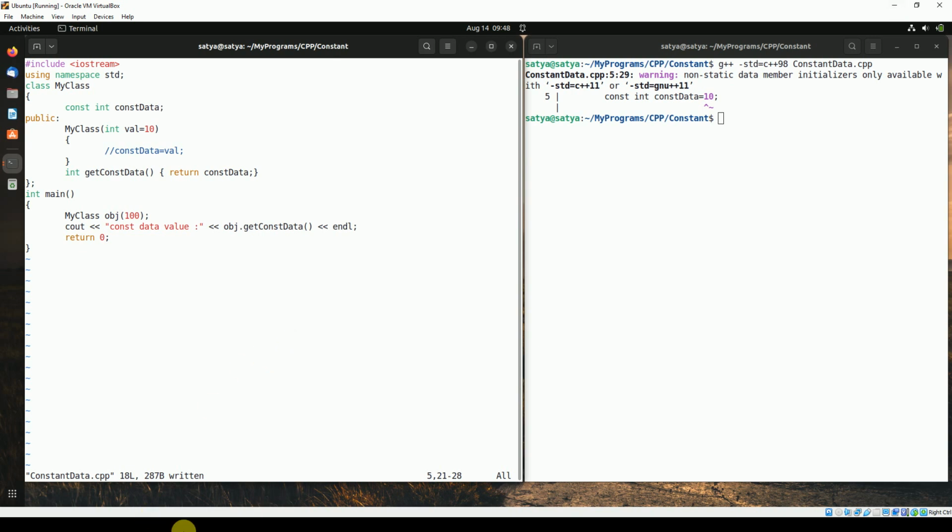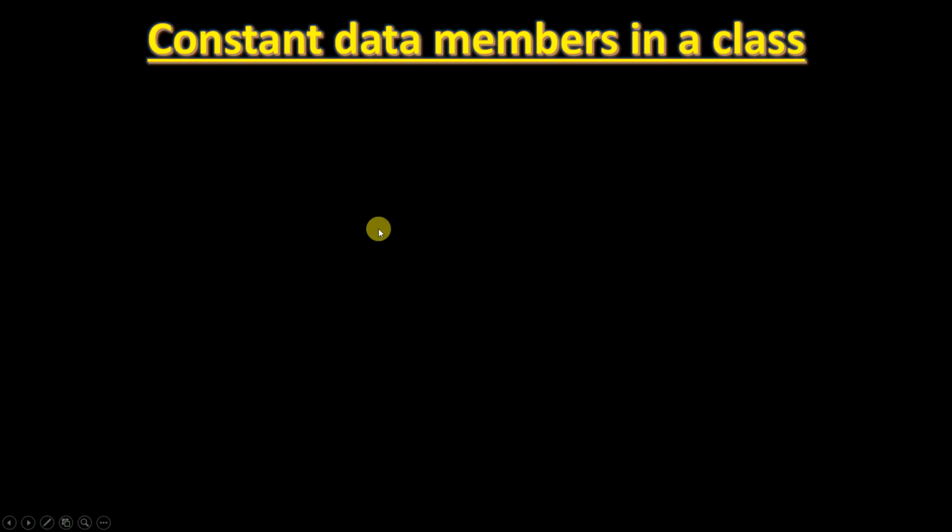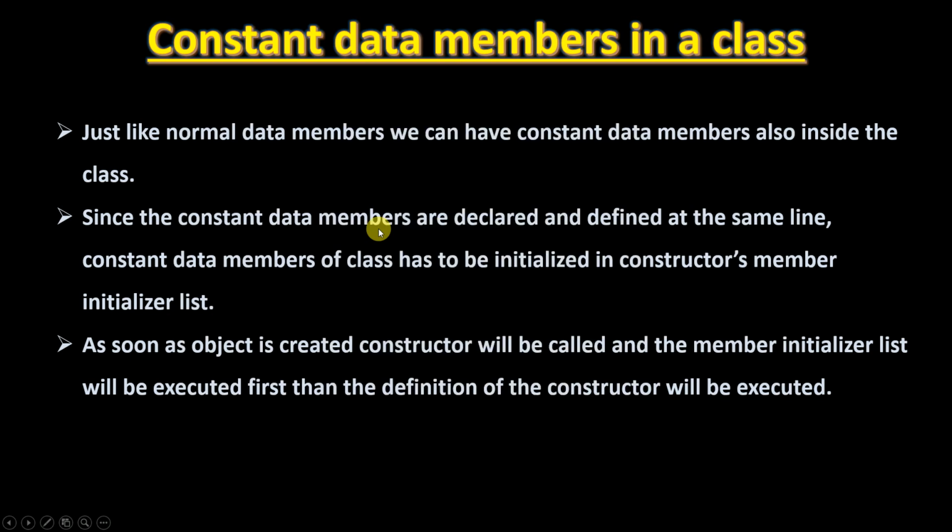Now let's see how to do that. Just like normal data members, we can have constant data members also inside the class. Since the constant data members are declared and defined at the same line, constant data members of a class have to be initialized in the constructor's member initializer list. As soon as the object is created, the constructor will be called and the member initializer list will be executed first, then the definition of the constructor will be executed.